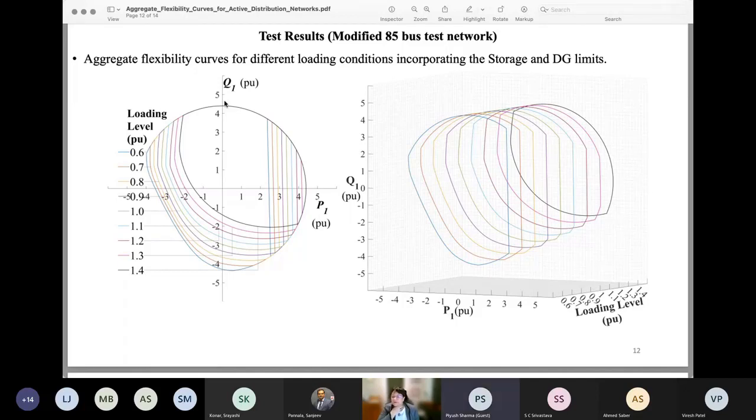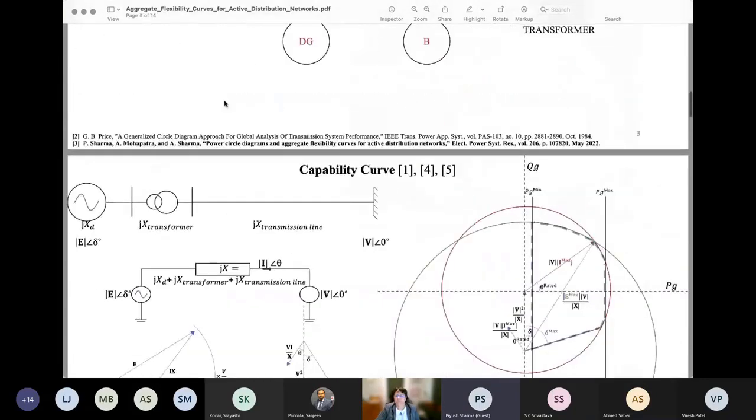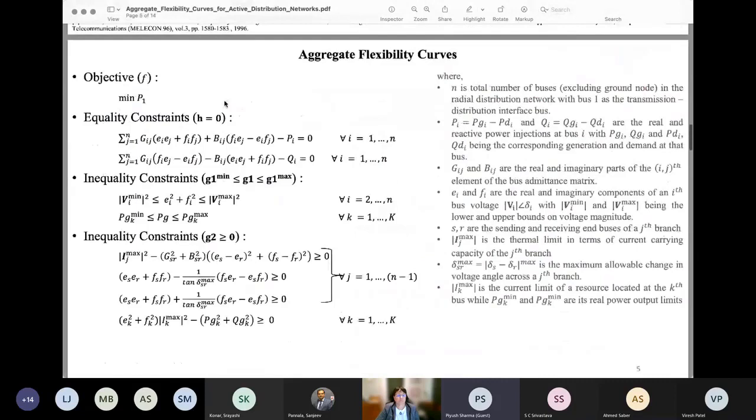One other quick question: can these graphs help in stability analysis? With respect to stability, these curves are for steady-state analysis, so they may not necessarily help. The only stability limit we have considered is the delta limit across the two ends of every branch, and we found that it is never hit. So essentially it may not help in any stability analysis.